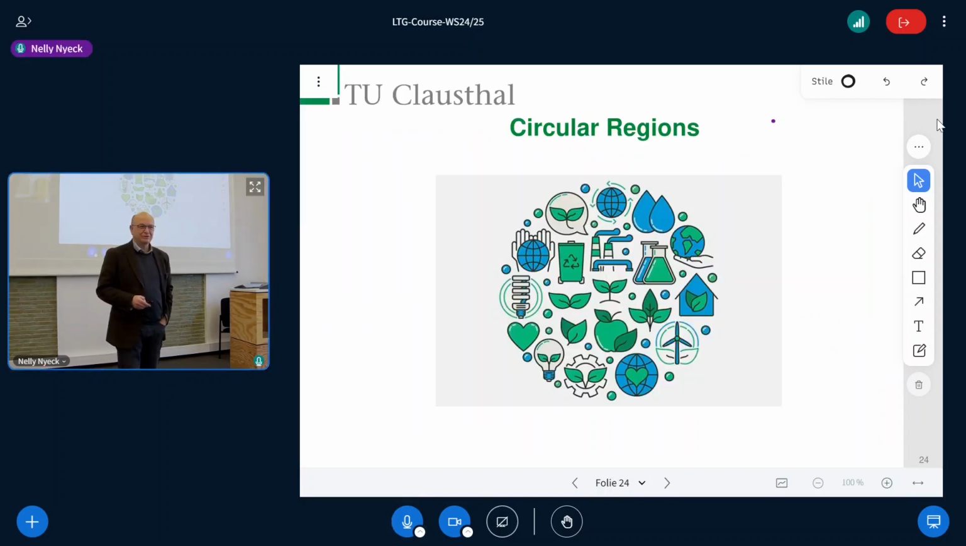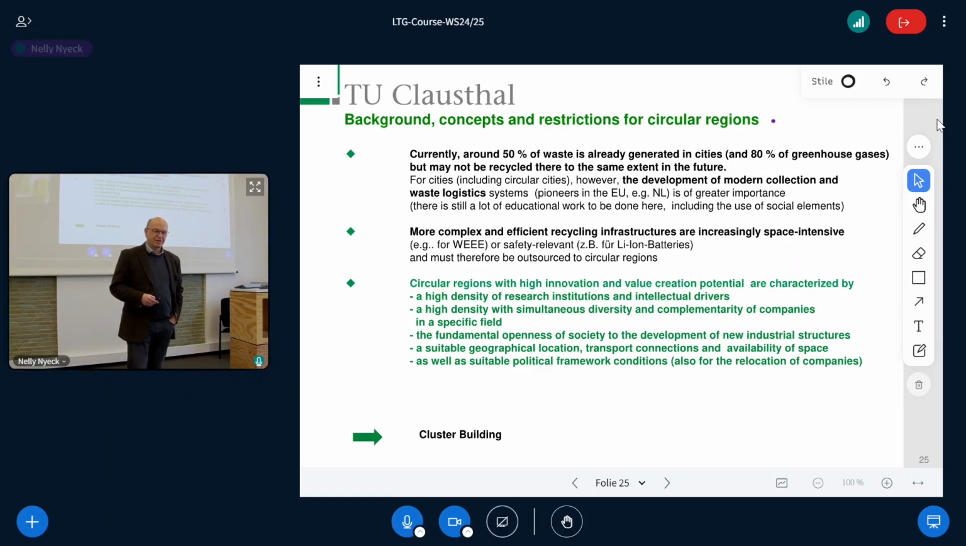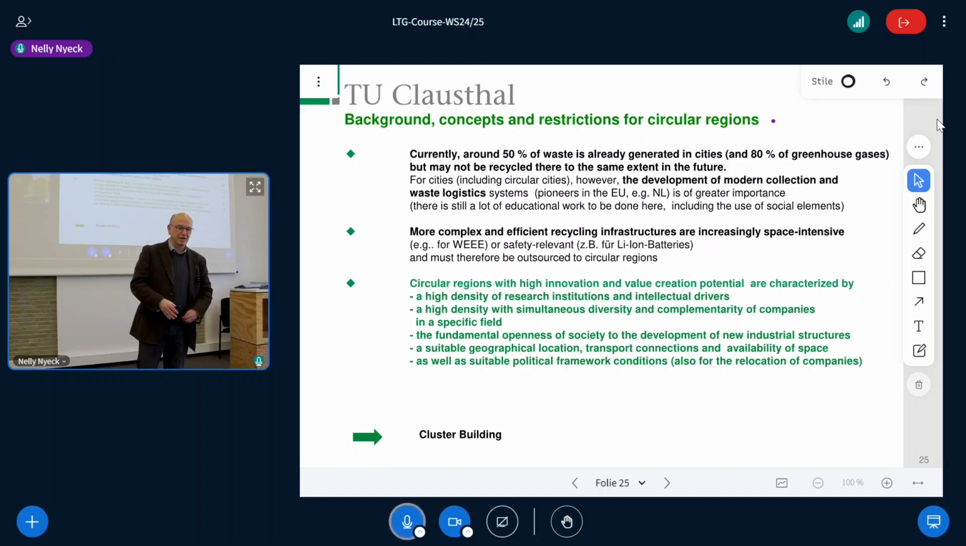Coming now to circular regions, that's different. Currently, around 50% of waste is already generated in cities, yes, and 80% of greenhouse gases, yes, but it may not be recycled there to the same extent in the future. So we have to bring them out of the city and do something outside of the city where you have sufficient space.